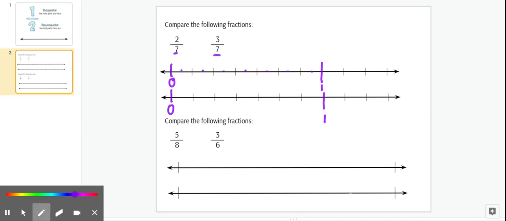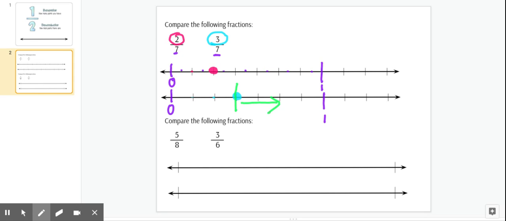So now I can say, okay, well, this one is 2 away. So this is 1, 2. So this is where 2/7 is. And my next fraction is 3/7. So it's 1, 2, 3 away. Which one is closer to 1? Would be 3/7, which means it's a greater number.